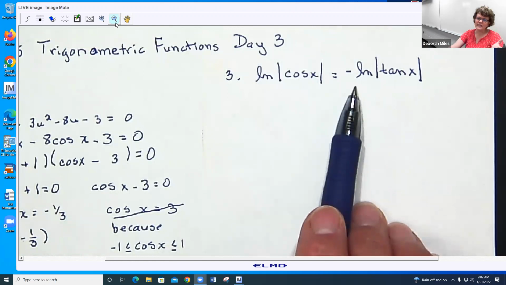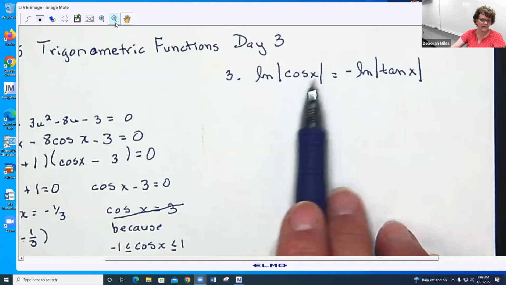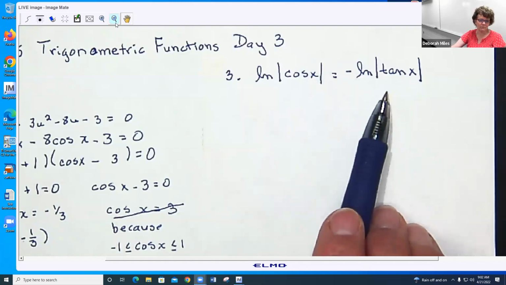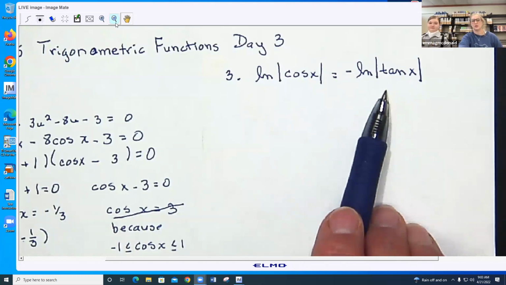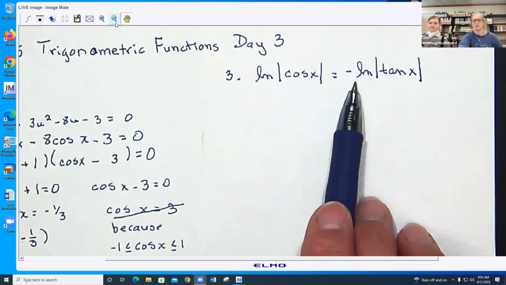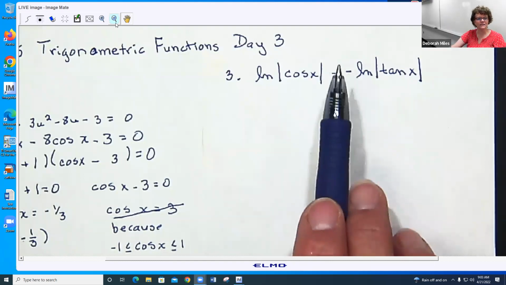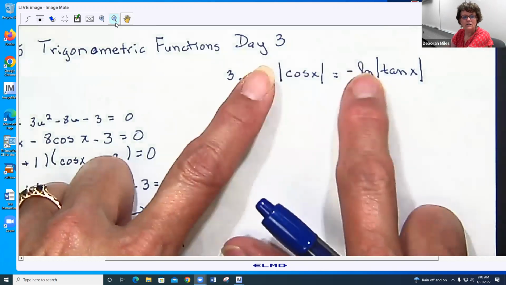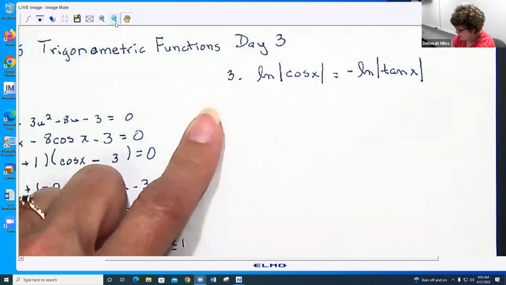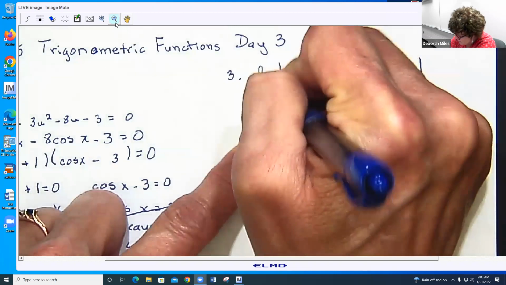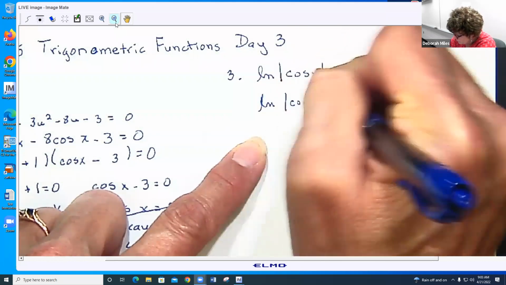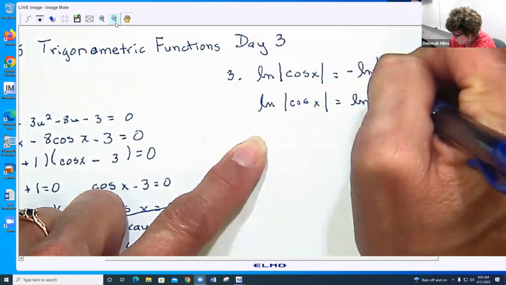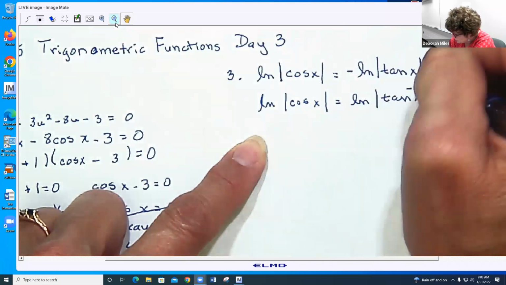But there's only one thing I need to do before I can just take off the logs and say cosine equals tangent. Do you see anything that's keeping me from being able to do that? Can you take the negative in front of the second log and put it in an exponent at the top, turn it into a fraction? That's beautiful. I cannot take the logs off until I get both sides being a single log, coefficient of 1, same base. Well, I know how to do that. Put the negative coefficient back as the exponent.